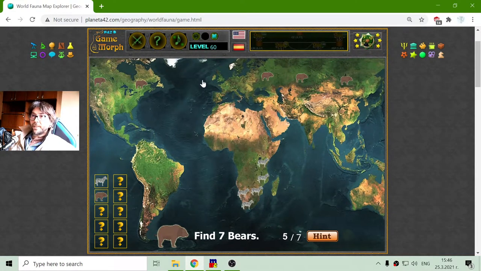Okay, when I'm stuck in finding the animals, I can use the hint. Now there are bears in South America, interesting. Alright, I have to find five camels. Now, I know camels inhabit desert regions, so I'm looking for them here in the deserts. Right, in Arabic countries, they have a lot of camels there.